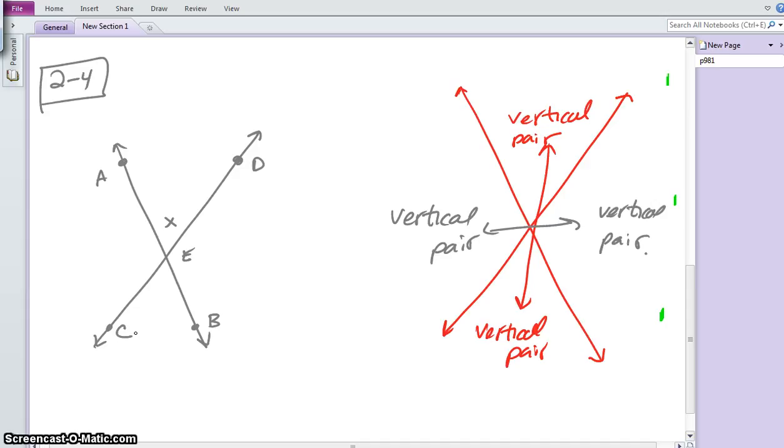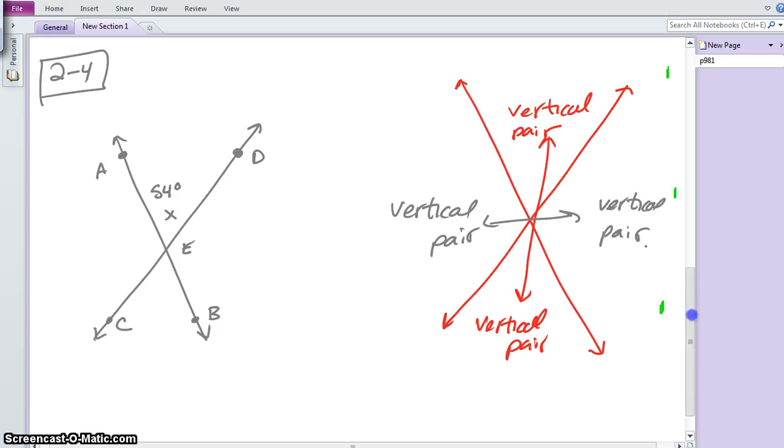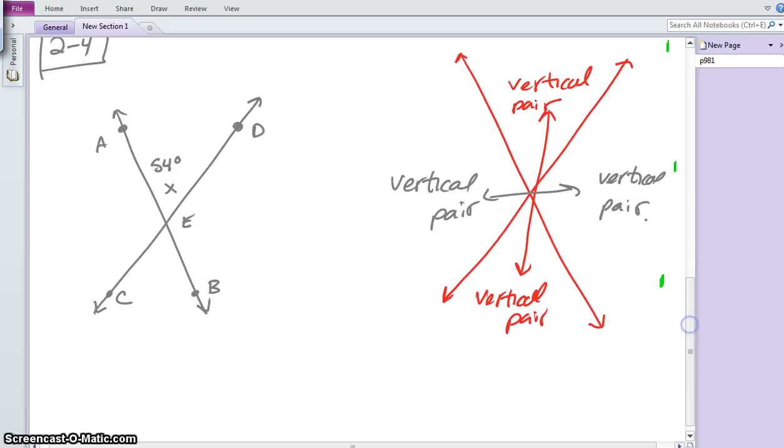And in this case, x equals 54. Find the measure of CEB if x equals 54. So they're looking for this measure here. So I need to work my way around the supplementary pairs to find that measure.